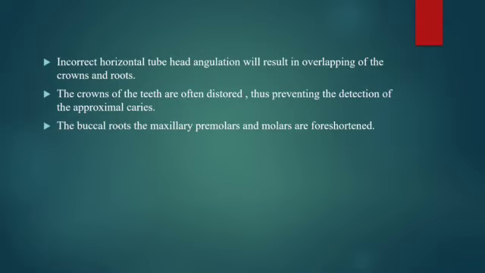Incorrect horizontal tube head angulation will result in overlapping of the crowns and the roots. The crowns of the teeth are often distorted, thus preventing the detection of proximal caries. The buccal roots of the maxillary premolars and molars are foreshortened.